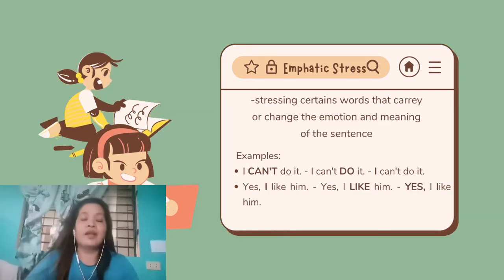Okay. Another one is emphatic stress. Emphatic stress is stressing certain words that carry or change the emotion and meaning of the sentence.